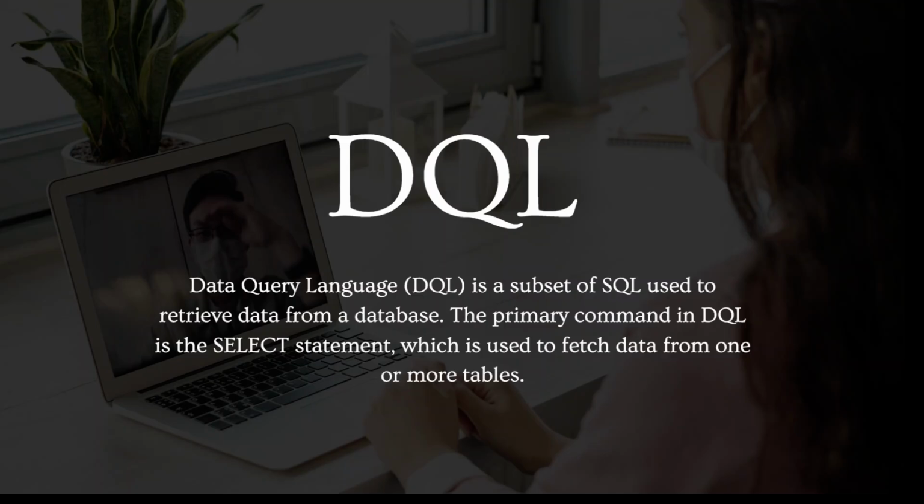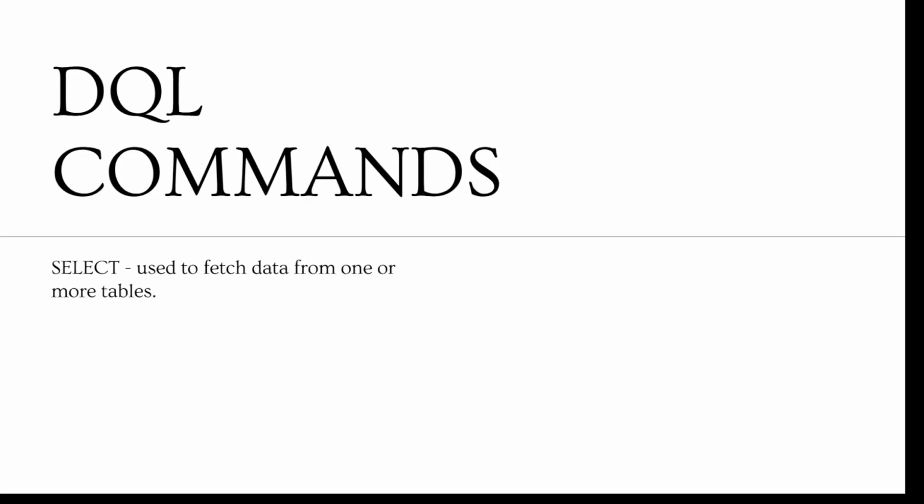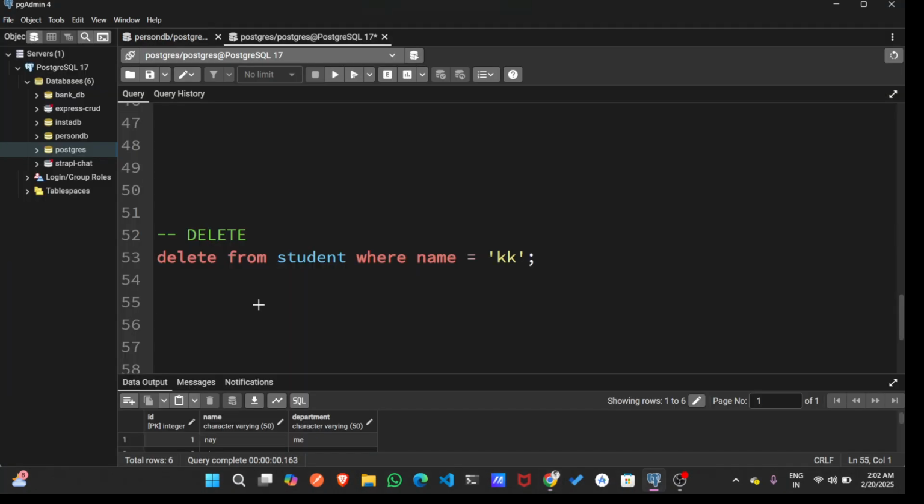Let's take the previous example. We have the student table. Suppose we want to retrieve the data of a specific student. That can be done using the DQL command. The primary DQL command is the select statement, which is used to fetch data from one or more tables. So let's move to our SQL workbench and see how it can be done.